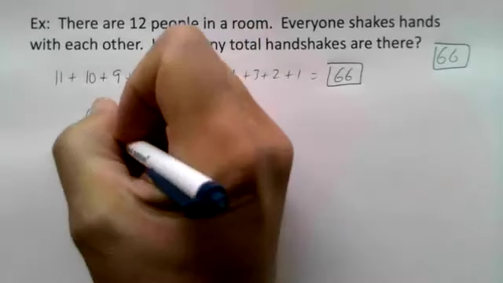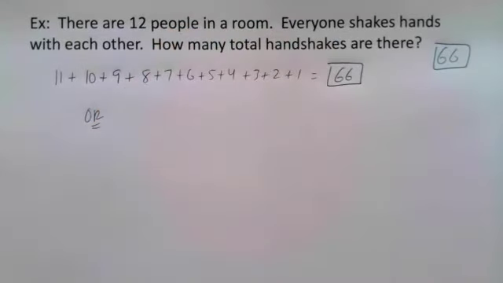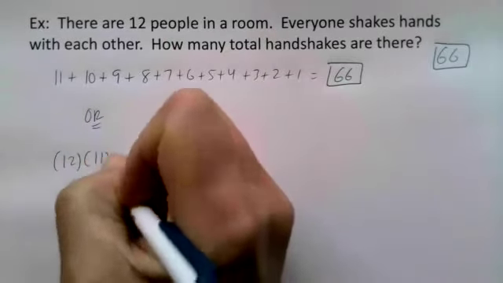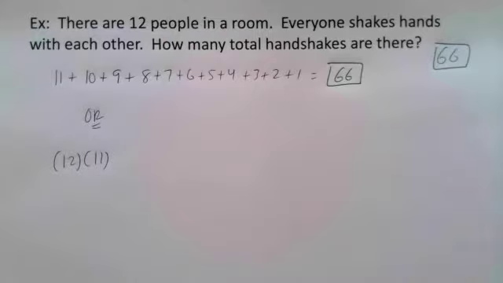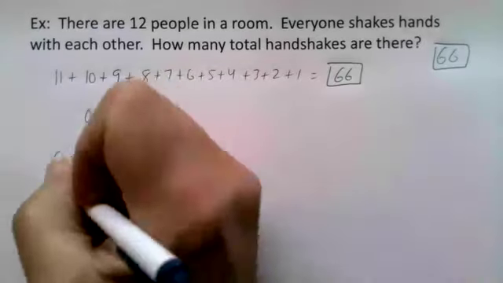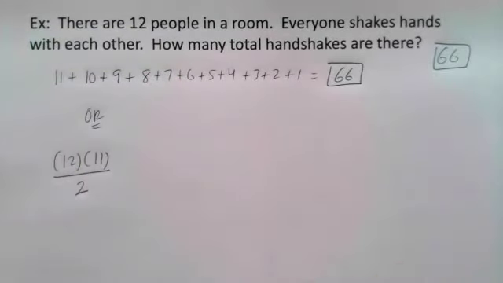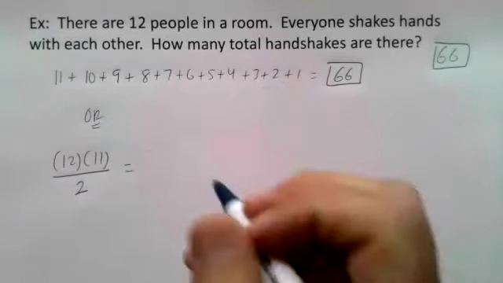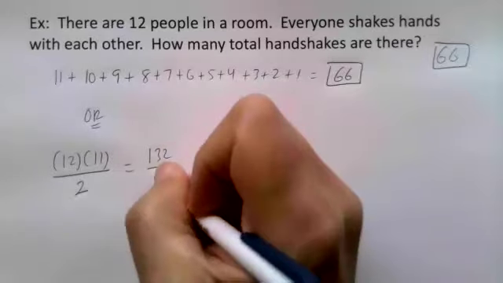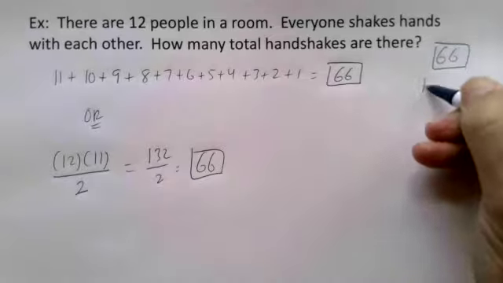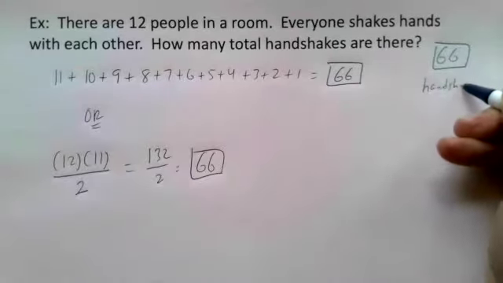The second method was more just a quick multiply and divide by two. Because remember, if you're one of the 12 people in the room, you are going to go shake 11 hands and everybody's going to go shake 11 hands. But if you keep it at 12 times 11, you are double counting. If you divide it by two, you're going to get the right answer. That's the faster way to do it, I think, because this is 132 divided by 2, and that also gets you to 66. 66 handshakes is the correct answer.